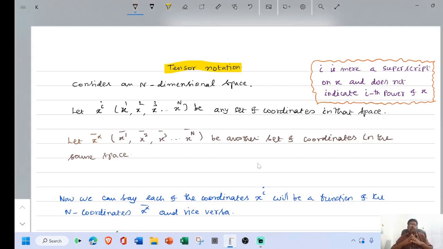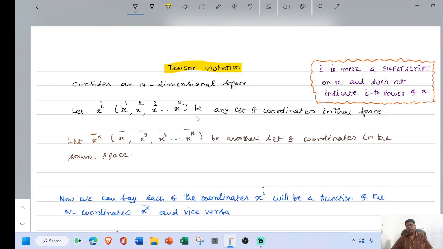In the current session, we will discuss tensor notation. For that, consider an n-dimensional space. Let x superscript i be any set of coordinates in that n-dimensional space. We should read this as x superscript i, not x power i. x superscript i indicates x superscript 1, x superscript 2, x superscript 3, and so on.